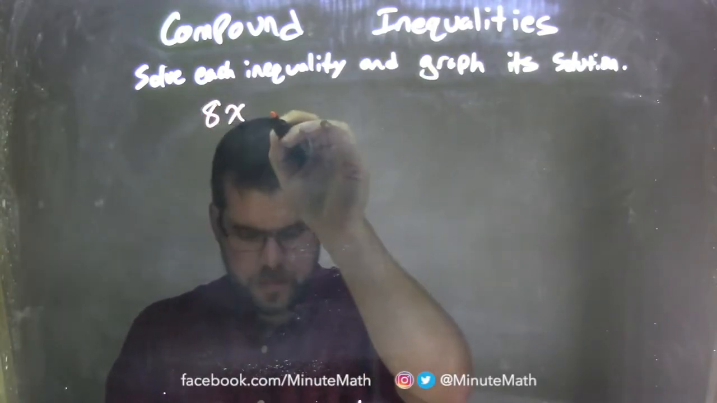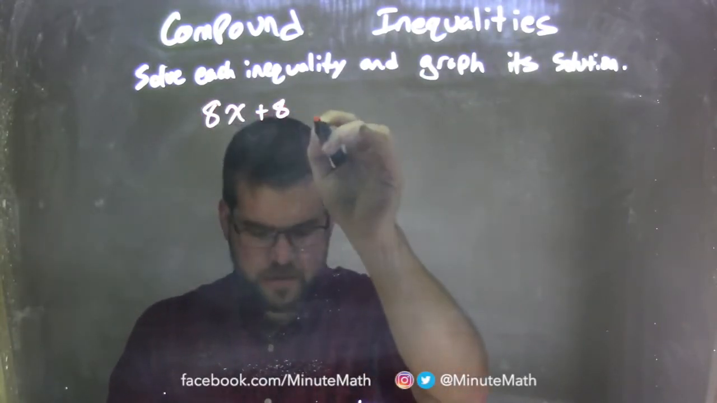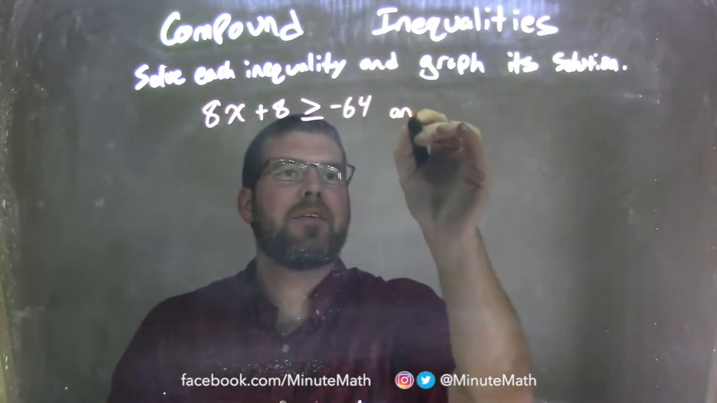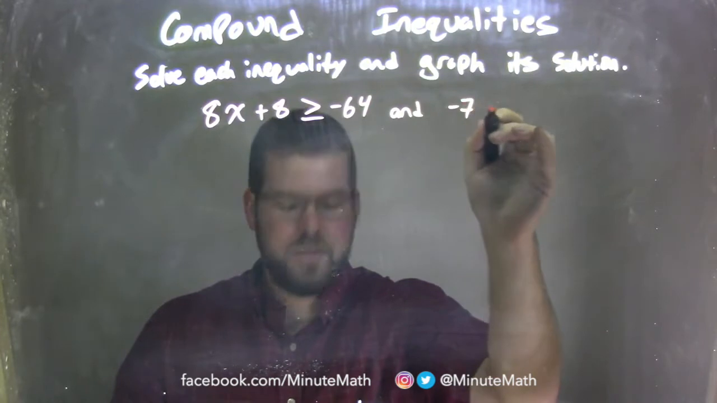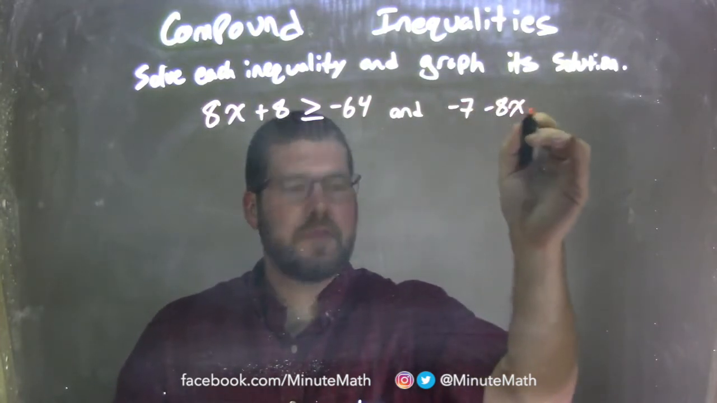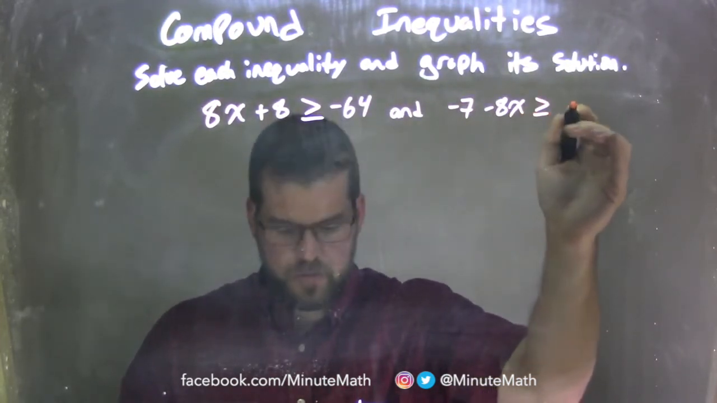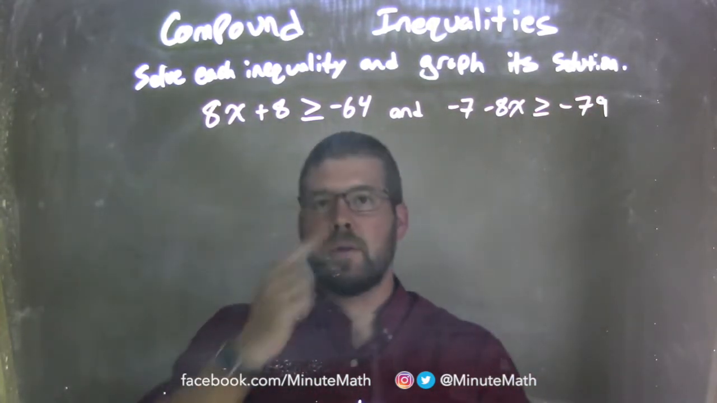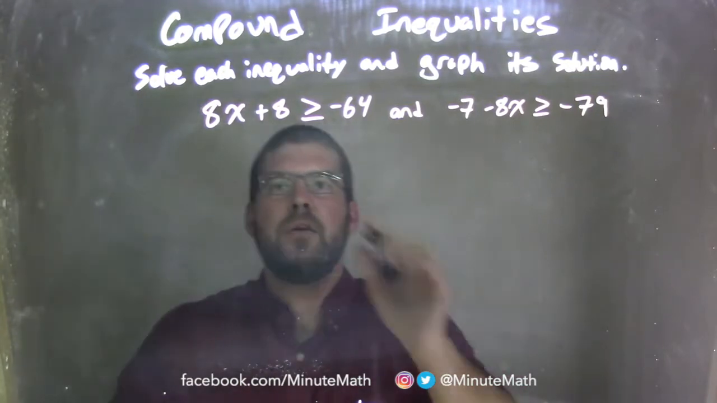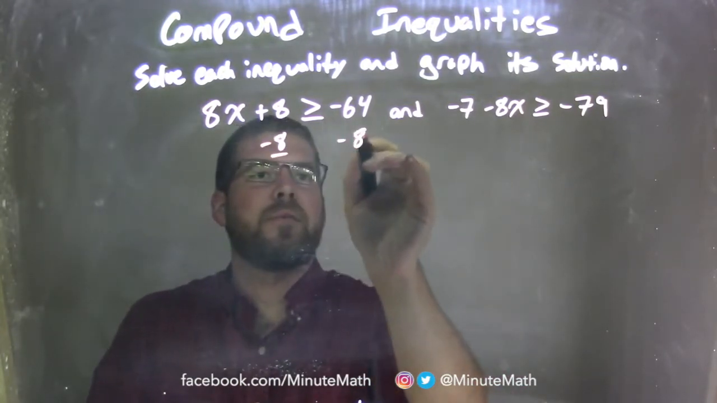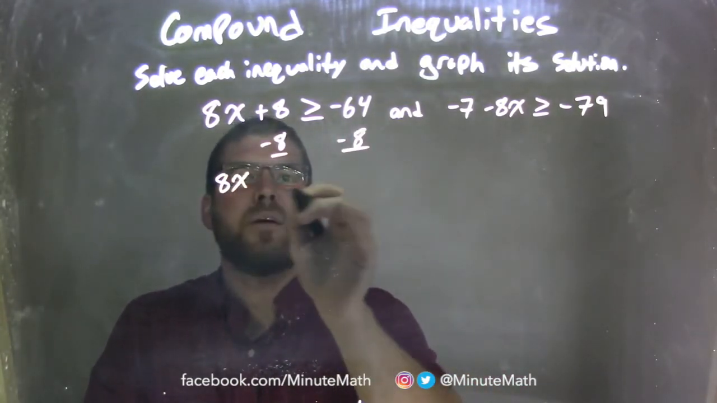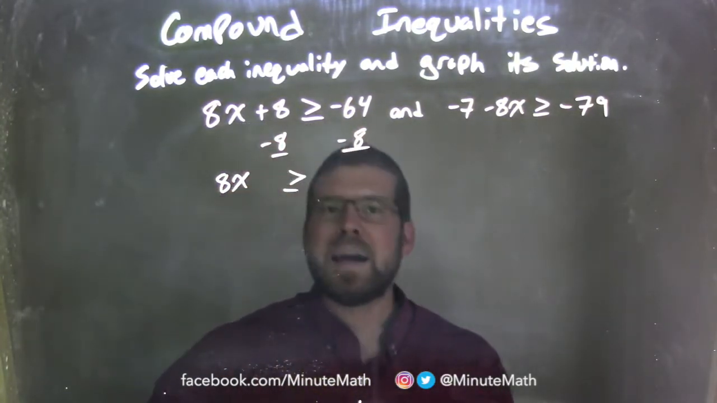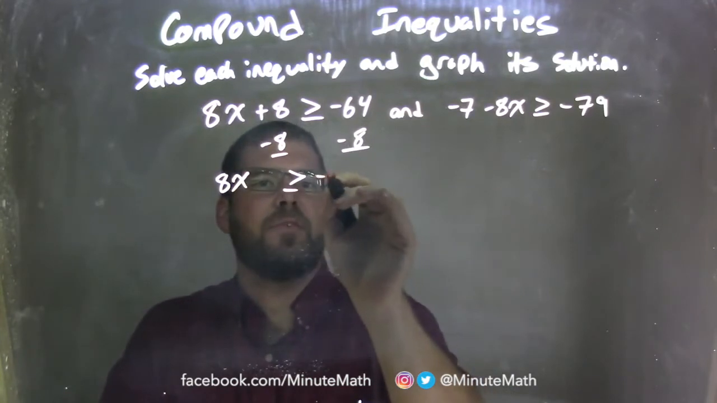8x plus 8 is greater than or equal to -64, and negative 7 minus 8x is greater than or equal to negative 79. Okay? Well, our first step here is I'm going to solve each inequality individually. So I'm going to subtract an 8 from both sides here, giving me 8x is greater than or equal to negative 64 minus 8, which comes out to be negative 72.